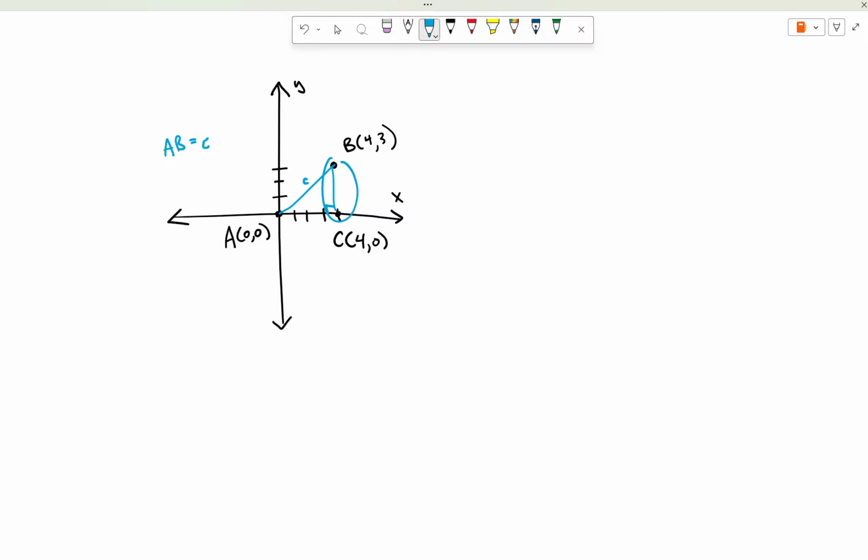And then again, I have BC right here, line segment BC, which I'm going to call lowercase a, right? Because it's opposite A. That's what I mean by opposite. And then I'm going to have AC, this on the x-axis, which is going to be lowercase b. All right? So stay with me here.